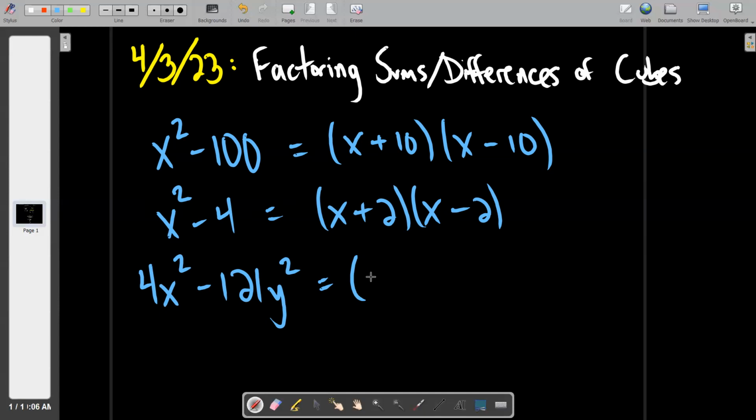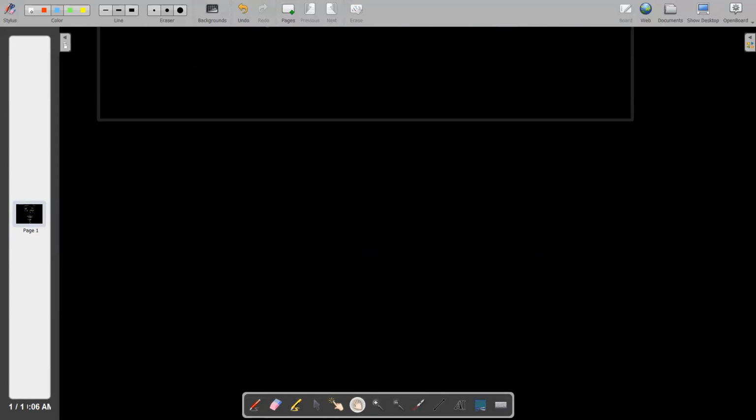I would just take the square root of 4x squared and put it there and there. And then I would take the square root of 121y squared, which is 11y, and put it there and there. And then I'd stick a plus in one and a minus in the other. So that's more algebra 1-level factoring. That's just called a difference of two squares. I just don't want you to get it confused with what we're going to do today. Again, those are called squares. Important: today we're going to be factoring cubes, not squares, but cubes.